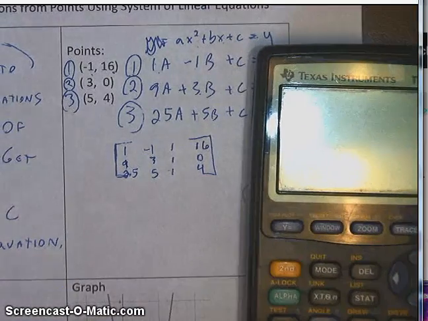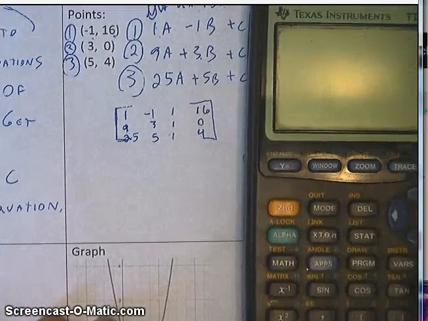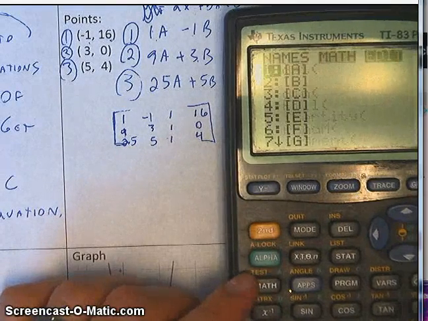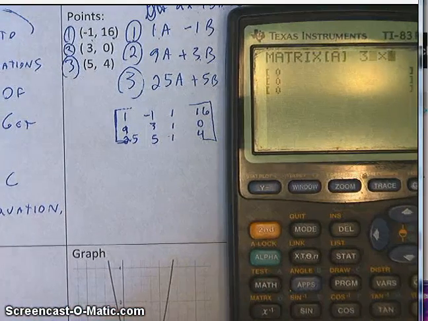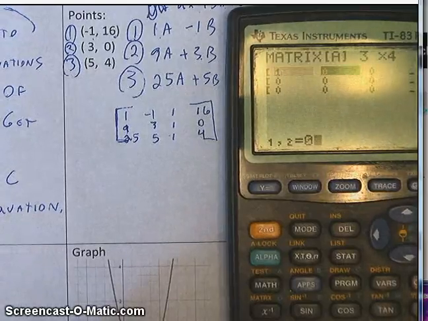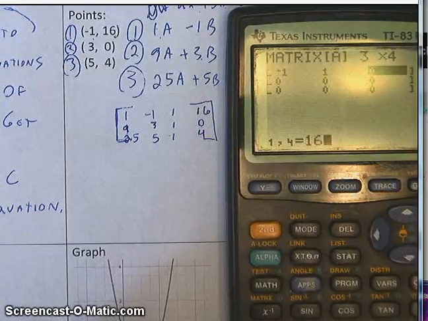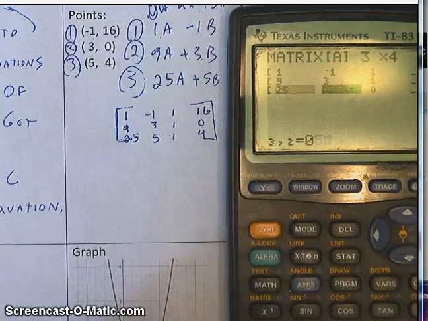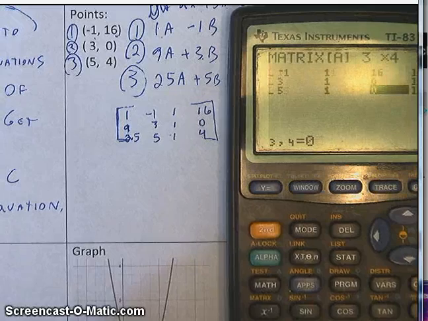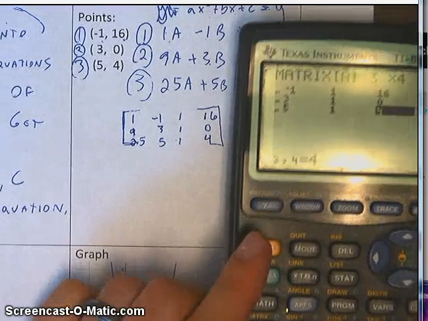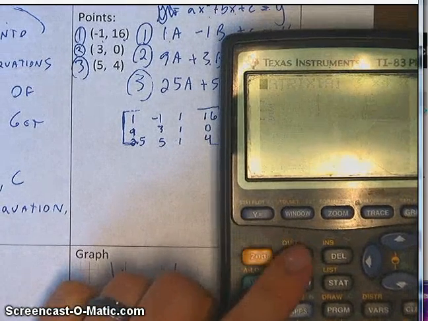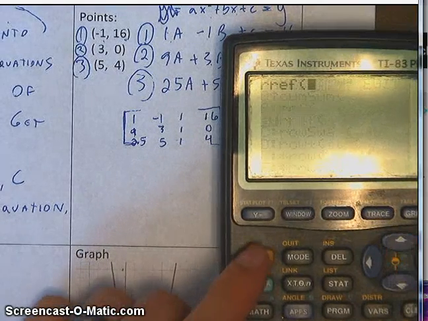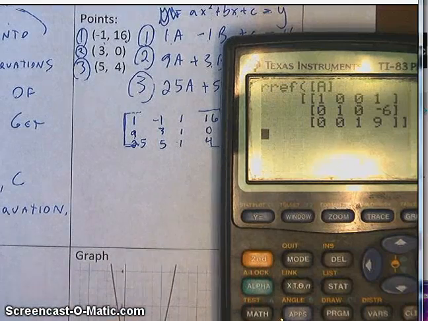And in the calculator, I'm going to go to the matrix screen. So I'm going to go second matrix, go over to edit. This is a 3 by 4 system. I'm just going to type it in. 1, negative 1, 1, 16, 9, 3, 1, 0, 25, 5, 1, and 4. And to solve this system, we're going to go back to the home screen, second quit, second matrix over to math, up to B, second matrix A. It's going to spit out the solution for me.